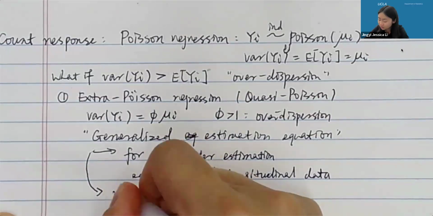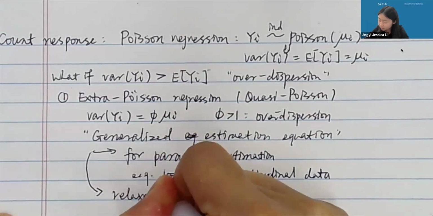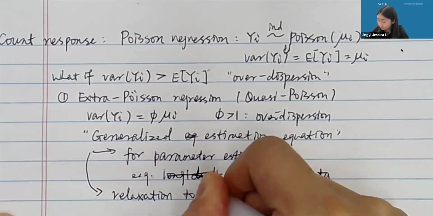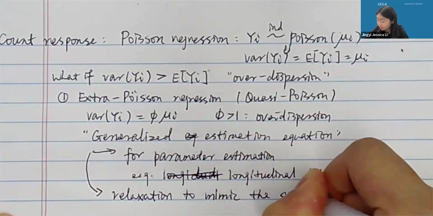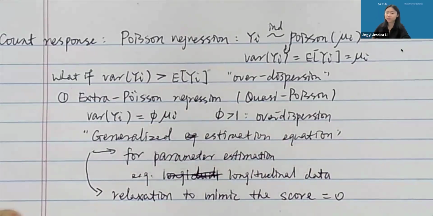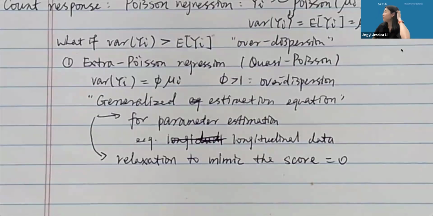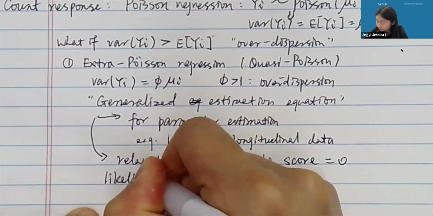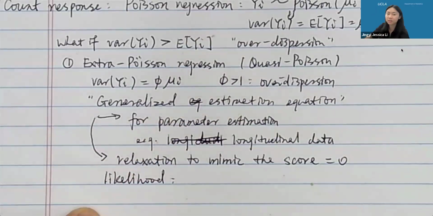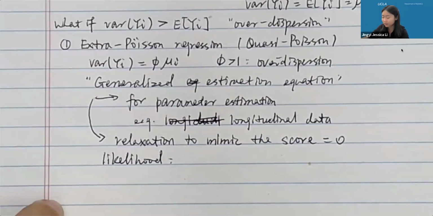So therefore, generalized estimation equation can be considered as a relaxation to mimic the score being zero equation. So what is the score? Again, we have this review again. What the score is, let's say if you have the likelihood, I'm just getting a deviation from this main topic, but just to give you another introduction to this big topic, which we will likely not cover.